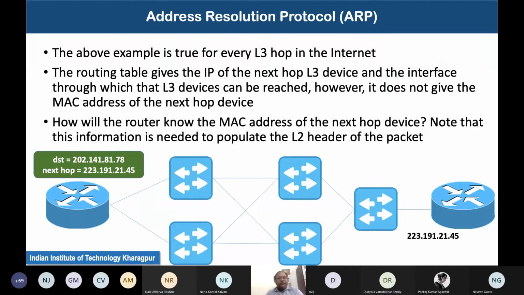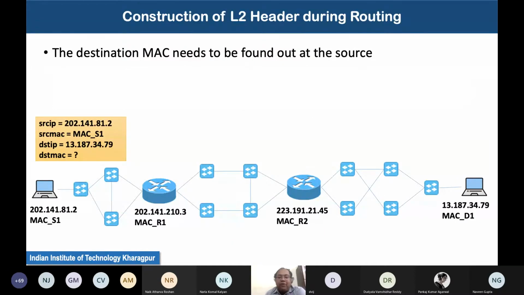Well, say for example, this is a kind of end-to-end network. Assume that for every layer 3 device, I have an IP address and the corresponding MAC address. The IP address I have written here, and the MAC address is written as MAC S1, MAC R1, MAC R2, MAC D1. Now, for the first packet which is being originated, the source IP is 202.141.81.2. The source MAC is MAC of S1. The destination IP is 13.187.34.79. That is the final destination, and I need to find out what is going to be the destination MAC.